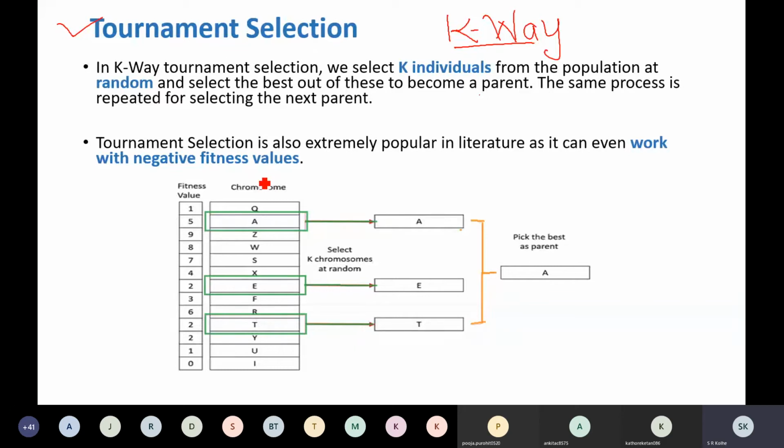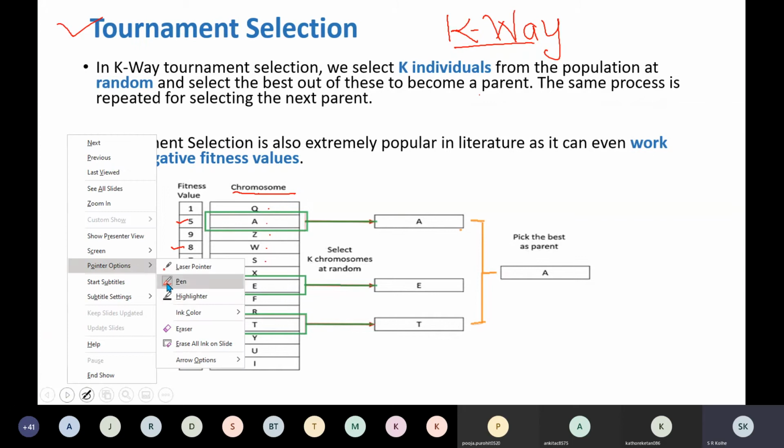For example, now consider this case. Suppose we have chromosomes Q, A, Z, W, S and so on. This part in the figure shows the chromosomes, and their corresponding fitness values are given on the left hand side. For example, chromosome A has fitness value 5, W has fitness value 8, T has fitness value 2, I has fitness value 0, like this. So we have a given set of chromosomes and corresponding fitness values.